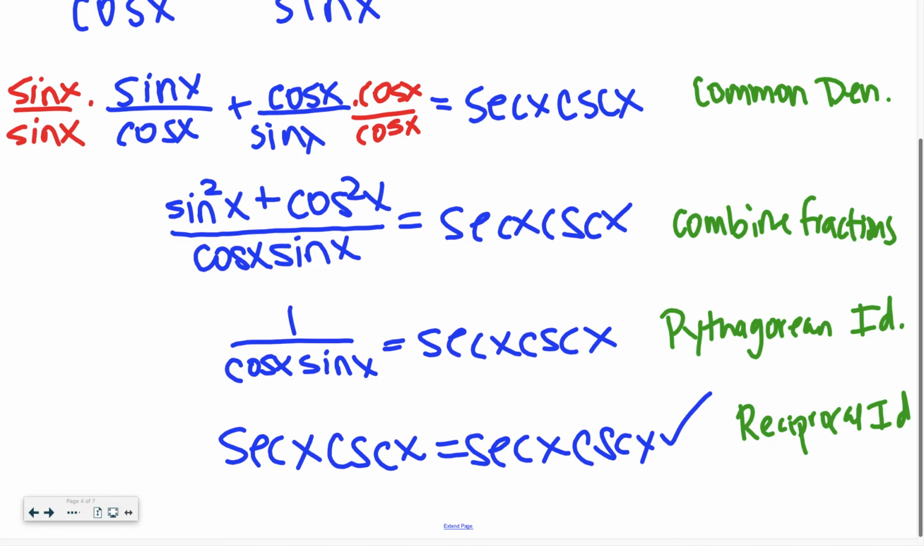Okay. Now, in this problem, we focused solely on the left side, didn't we? We wouldn't have had to do that. We could have, over here at this point, changed secant to 1 over cosine and cosecant to 1 over sine and gone from there. Okay? But your right side has to look exactly like your left side.